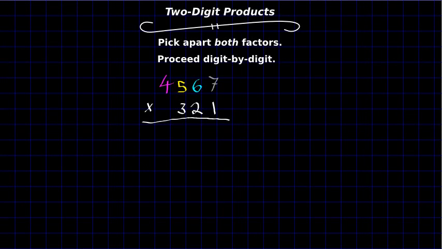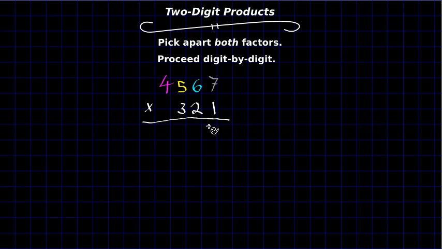Let's do an example of long multiplication that is big enough to illustrate almost all of the features you need to know about the method. Let's multiply 4,567 by 321. As always, we're going to use the methods we discussed in the previous video. We're going to pick both these numbers apart into individual digits and proceed digit by digit. We start with this number here. It's the low order digit of the second factor.